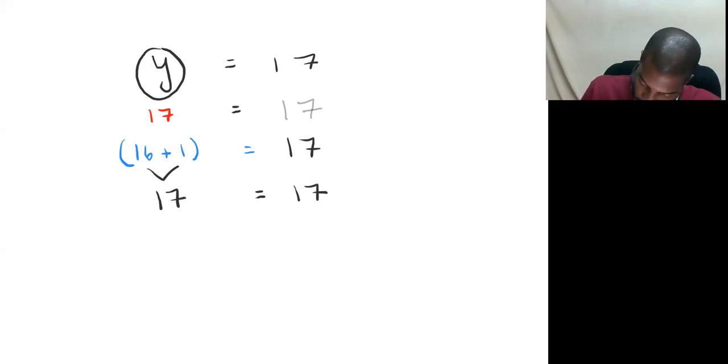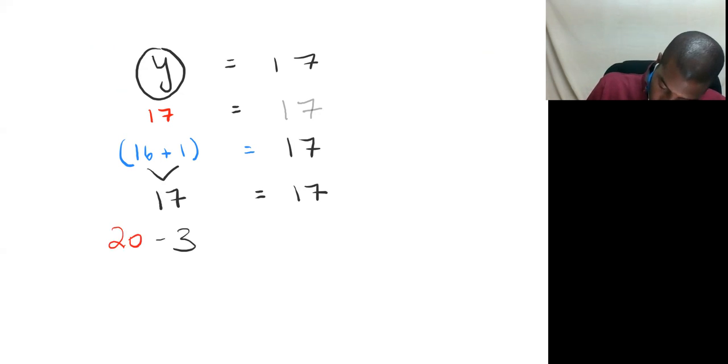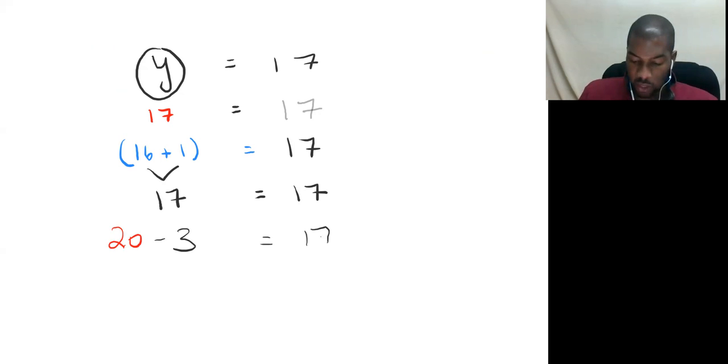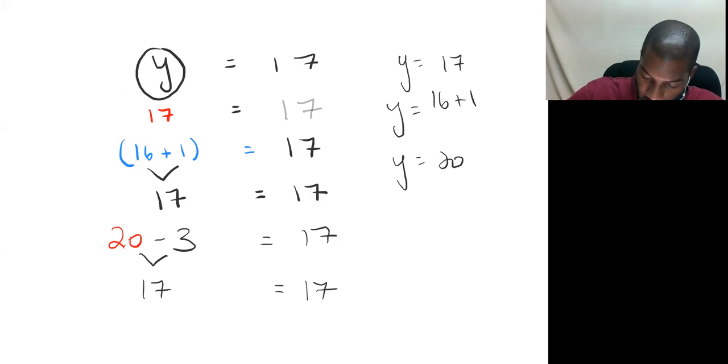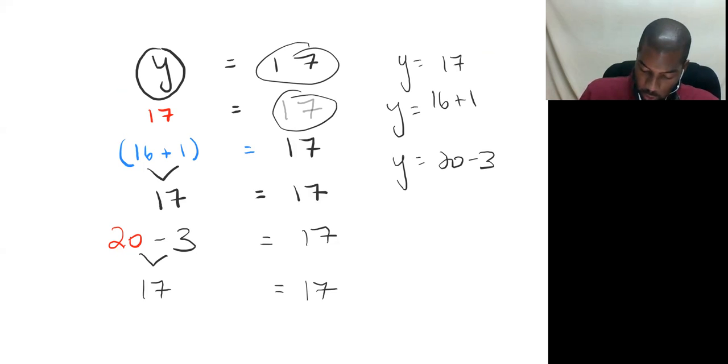It could also be 20 minus 3. And 20 minus 3 equals 17 because it is true that 20 take away 3 is 17. And so y has the ability in this situation to be either 17, 16 plus 1, 20 minus 3, or any other set of numbers and operations that gives you the answer 17. And that's how you find balanced equations.